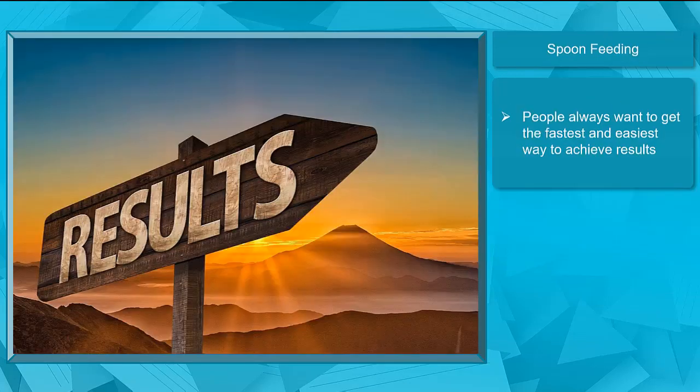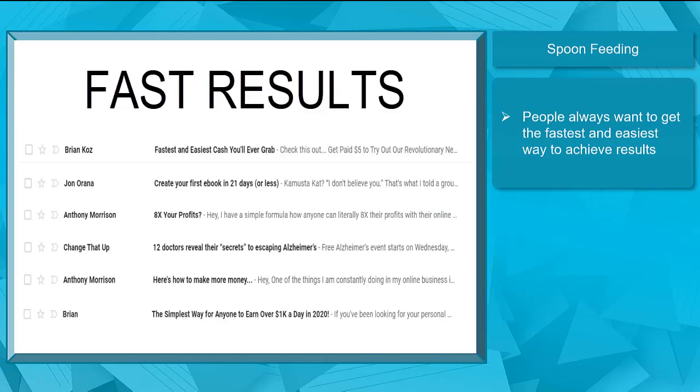Spoon feeding. People want to get the fastest and easiest way possible to get results. Headlines that are crafted with a sense that the recipient will be able to do something that will be 10 times faster than doing it normally are more likely to catch one's attention and they will click on it.